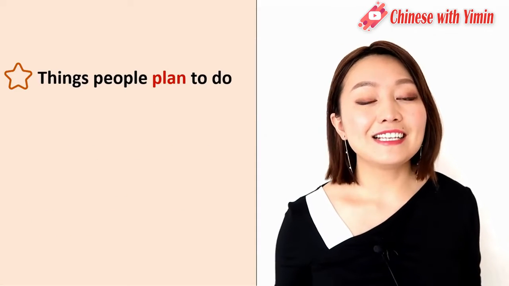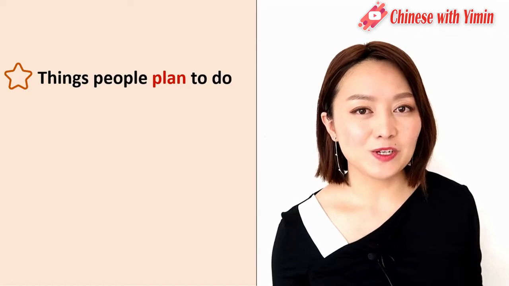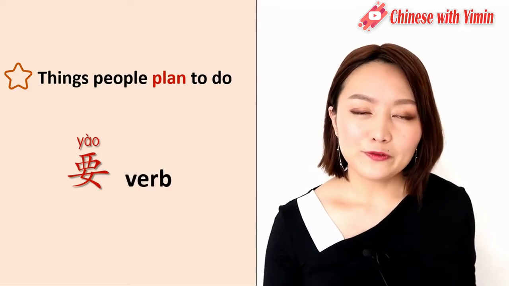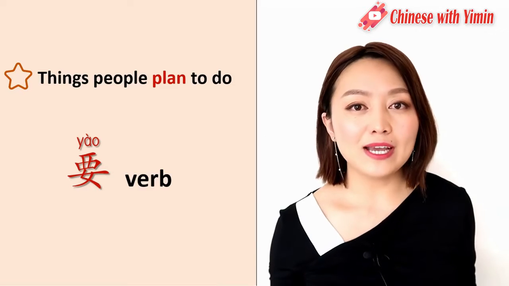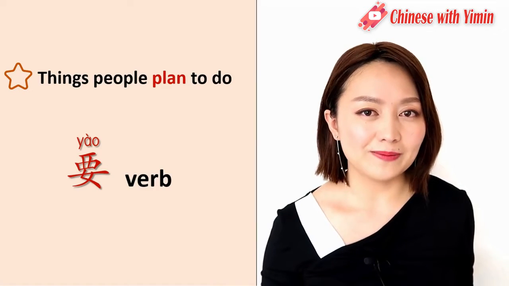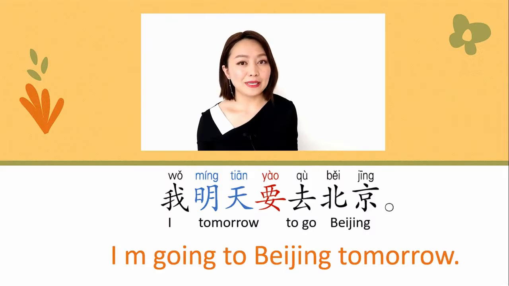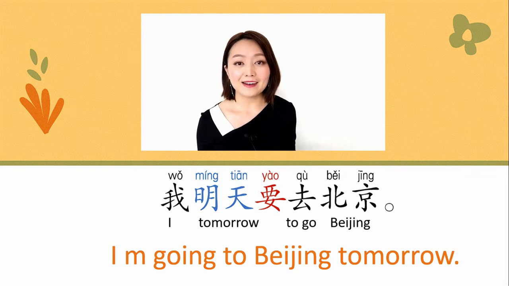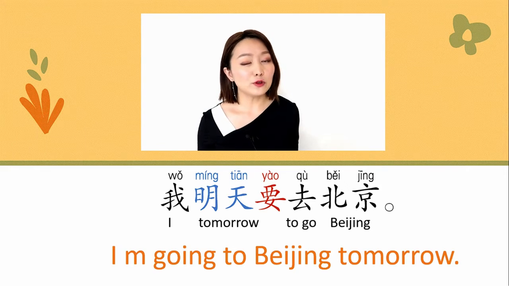The first type, the things that people plan to do, we just need to put the auxiliary verb 要 before the verb. Remember, now it is before the verb. For example, 我明天要去北京. I'm going to Beijing tomorrow. So it's your plan. You plan to go to Beijing and it's going to happen. So we just put the auxiliary verb 要 before the verb 去, to go. And you are expressing a future tense.